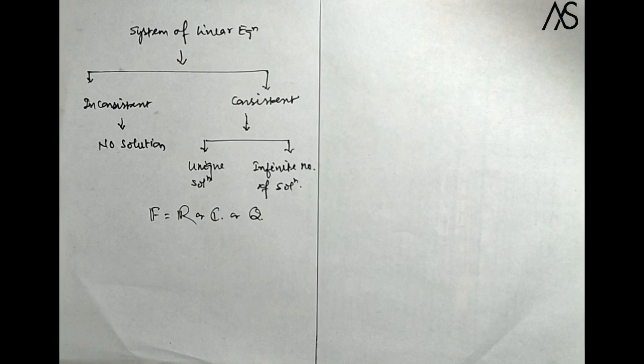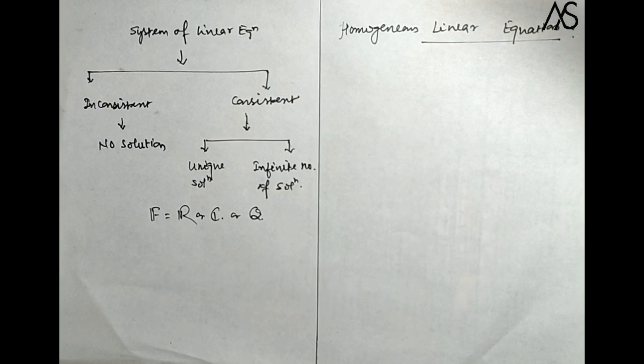Now, systems of homogeneous linear equations. We have two types of systems of linear equations. One is homogeneous linear equations and the next is non-homogeneous linear equations.